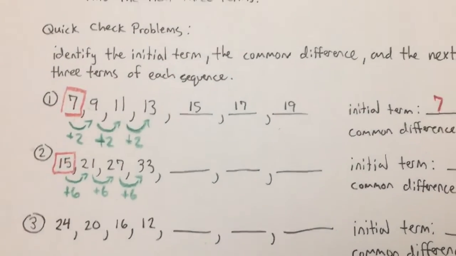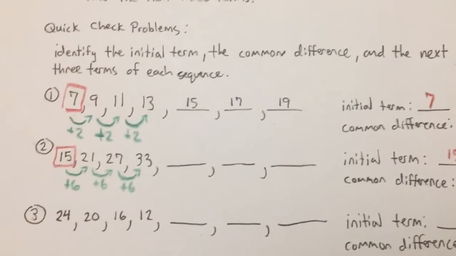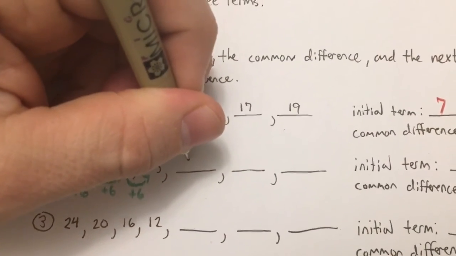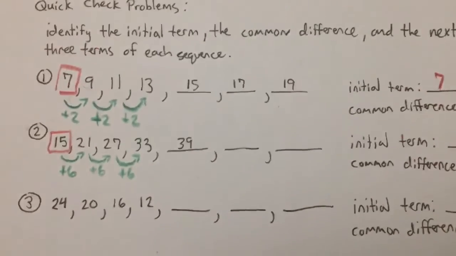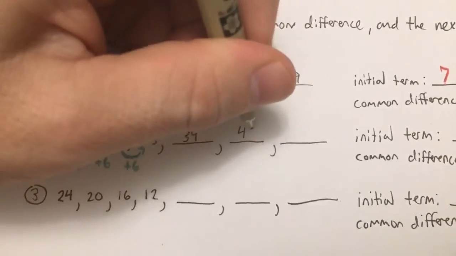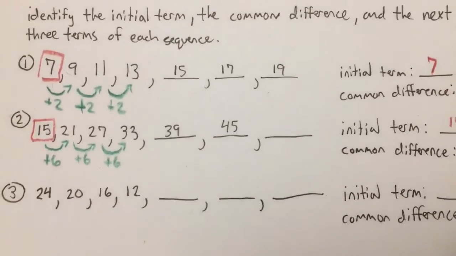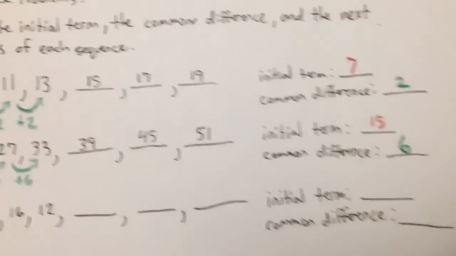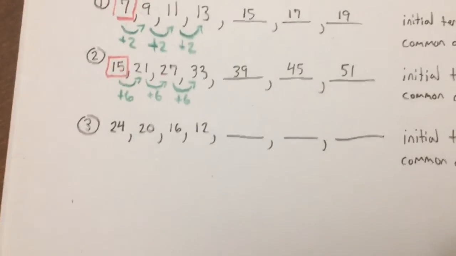So let's figure out what the next values would be. So 33 plus 6 would give us 39. All right, 39 plus 6 would give us 45. And then 45 plus 6 would give us 51. There you go. All right, last example.